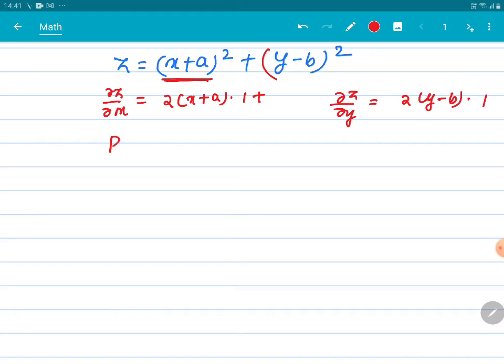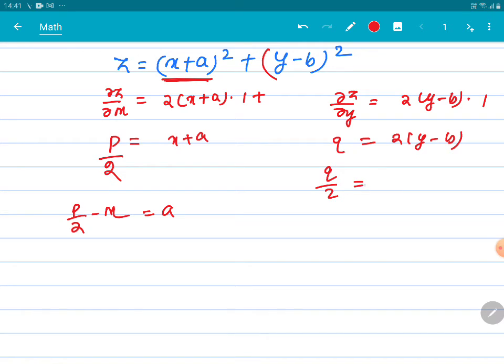Now this is p equal to 2 times (x plus a), or you write, this is (x plus a) divided by 2. So what is a? a is p by 2 minus x. Now this is q, 2 times (y minus b). So q by 2 is equal to y minus b. So what is b? Send b to this side, b is y minus q by 2.